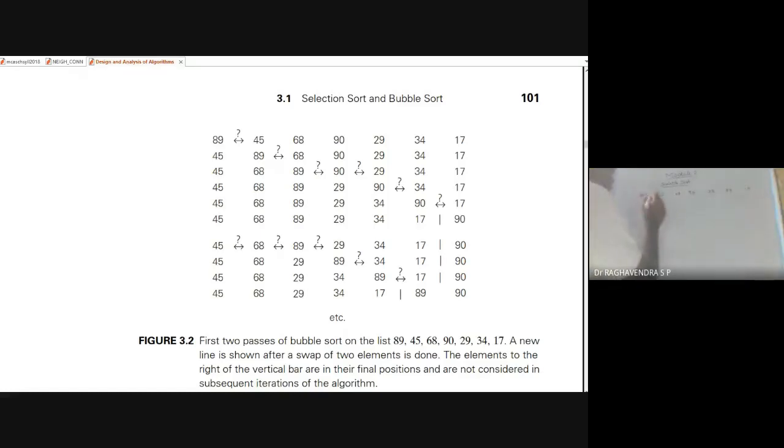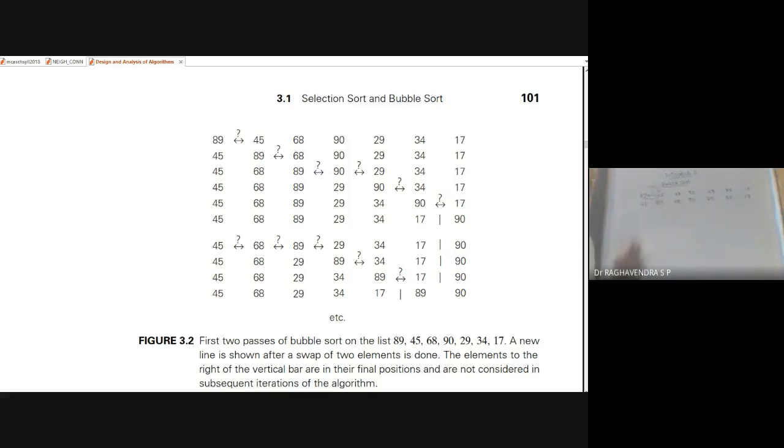So first make the adjacency. Make the comparison in between them. We always move the lower element towards the left and the higher element towards the right. Since the left element is higher than the right element, you swap them. So 45 and 89 will be swapped. Then you copy the rest of the elements as they are: 68, 90, 29, 34, 70.